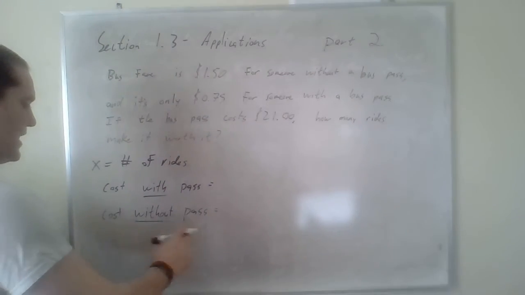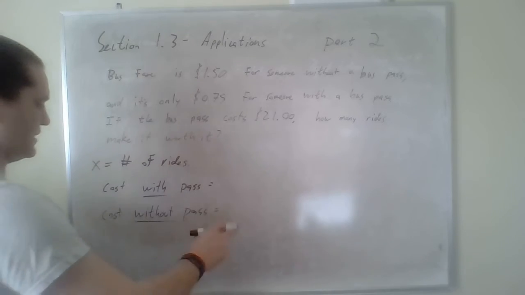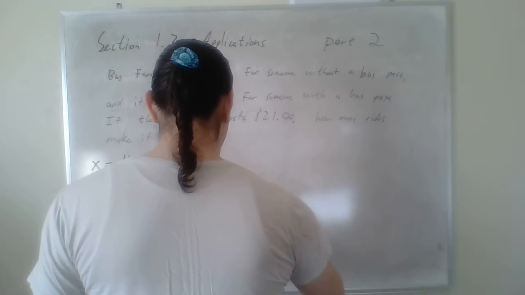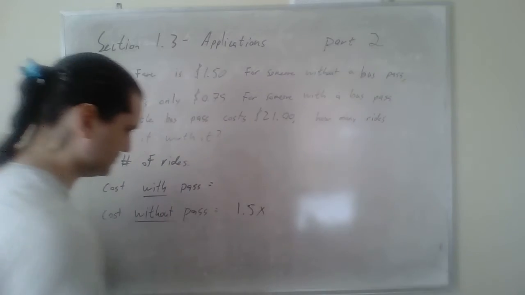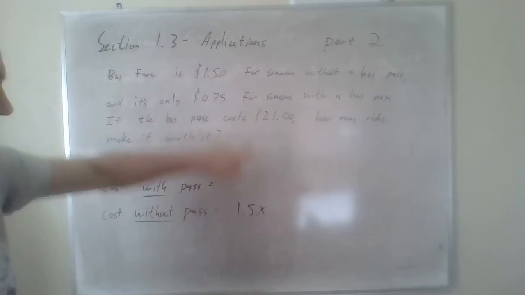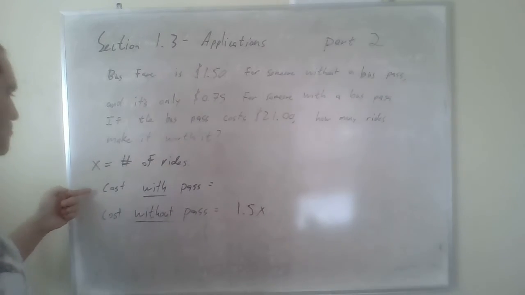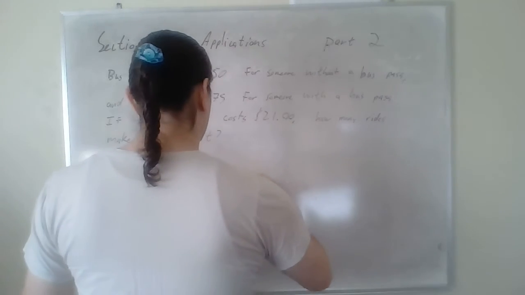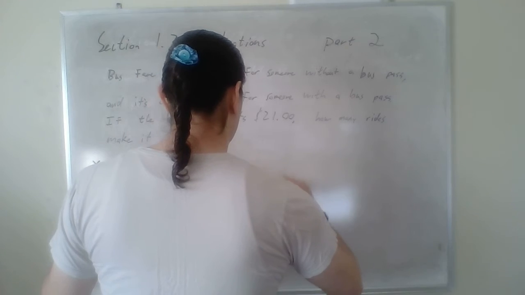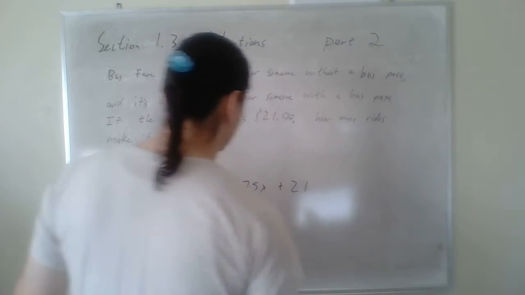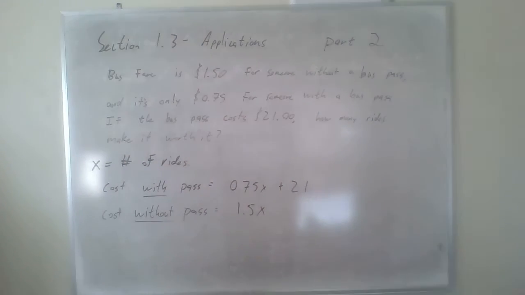So cost without the pass, if you ride the bus x times and you don't have a pass, that costs 1.5x. $1.50 times x bus rides. This is your total cost. Cost with the pass is going to be 0.75x plus that $21 pass.